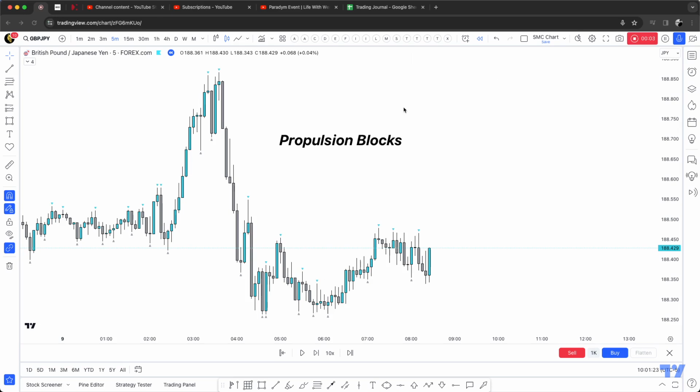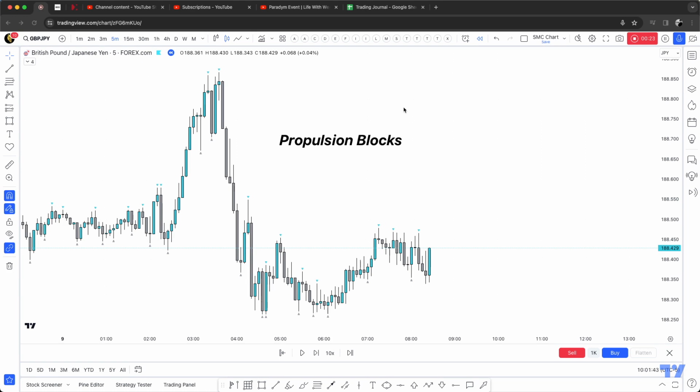And in this episode, I want to discuss propulsion blocks. I'm going to try to make it very simple because it is actually very simple to understand. You shouldn't be confused or having too much confusion. If you feel like you're having a lot of confusion, you're probably doing something wrong, so you maybe need to rewatch.